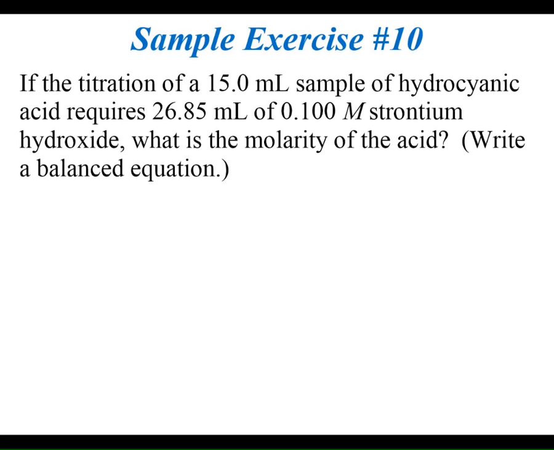So we're going to write a balanced equation. Help me out here with some naming. Hydrocyanic acid. Hydro-ic came from cyanide. What's the charge on cyanide? 1 negative, so it must just be 1 hydrogen, so HCN. Reacts with strontium hydroxide. What's the charge on strontium? Find your periodic table. 2 plus. What's hydroxide? 1 negative, so we need 2 of those then.